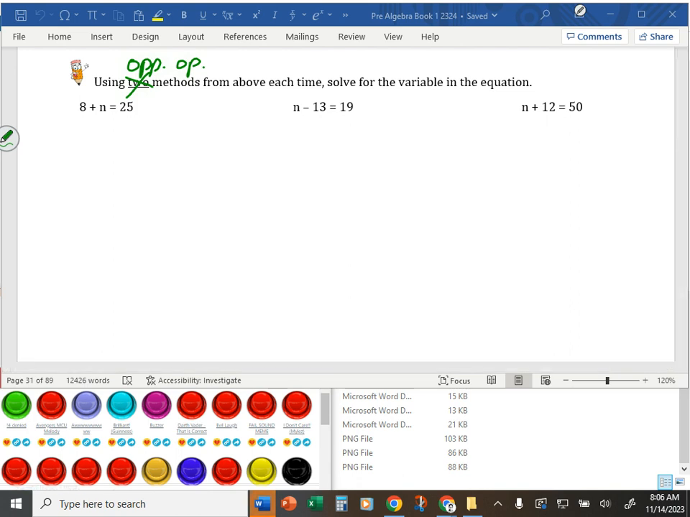So, in this first one, 8 plus n equals 25. We look at that left side, the side with an n on it, and it's 8 plus n, which is the same thing as n plus 8. So what are we going to do to this left side to undo that positive 8? Subtract 8. Everybody together. Minus 8. This is my favorite part, when we get to cancel that out.